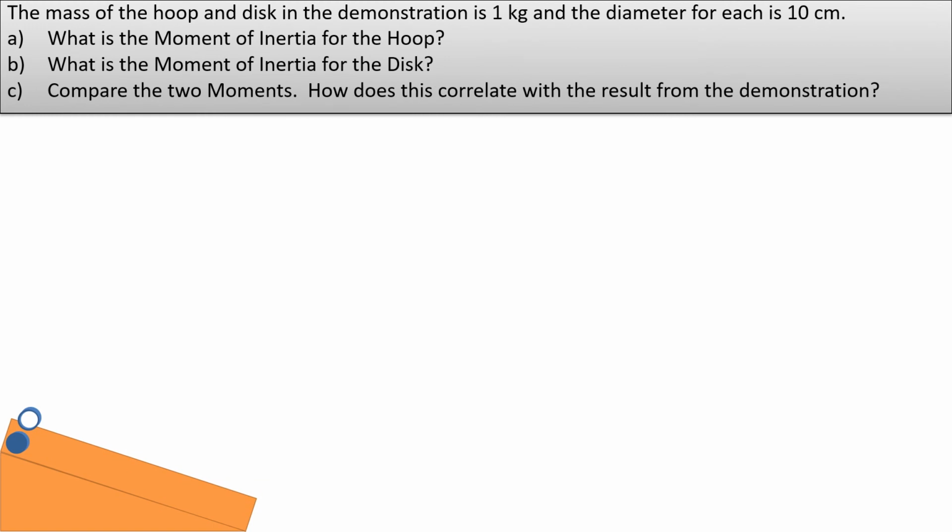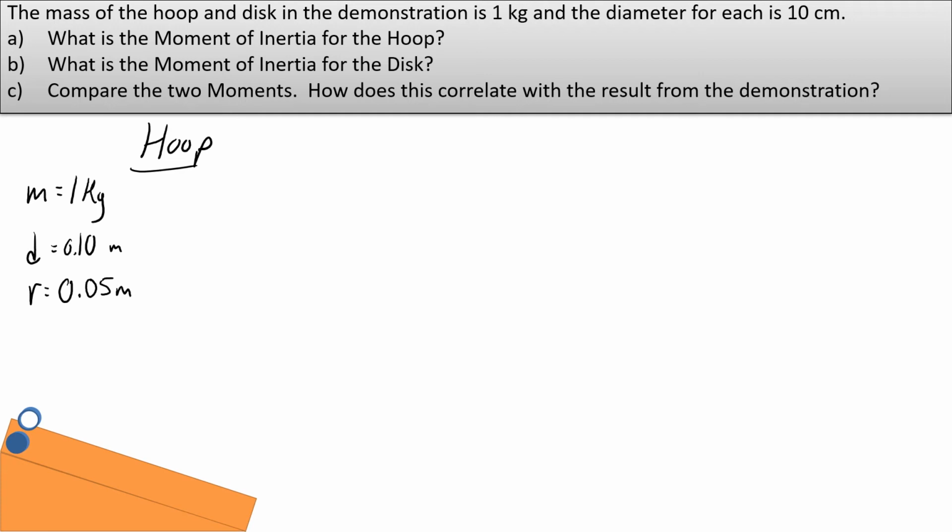So let's start by just looking at the hoop. The hoop has a mass of 1 kilogram and a diameter of 10 centimeters. Wow, thanks for telling us that. That means that the diameter is really 0.1 meters, and that means the radius is half of that, 0.05 meters. Tricky. Sometimes they'll give you the diameter, just try to be like, are you paying attention? So keep an eye out for that.